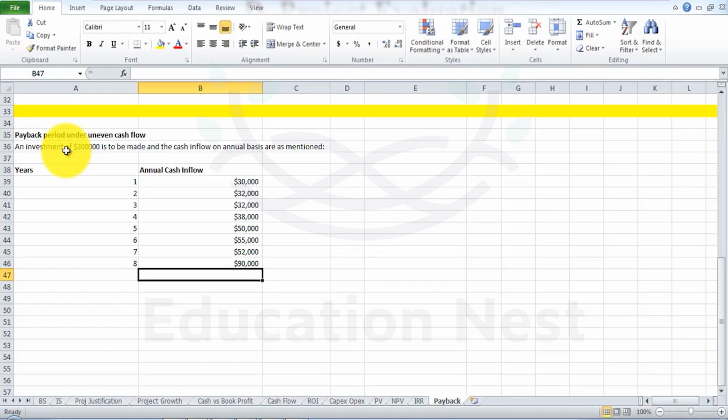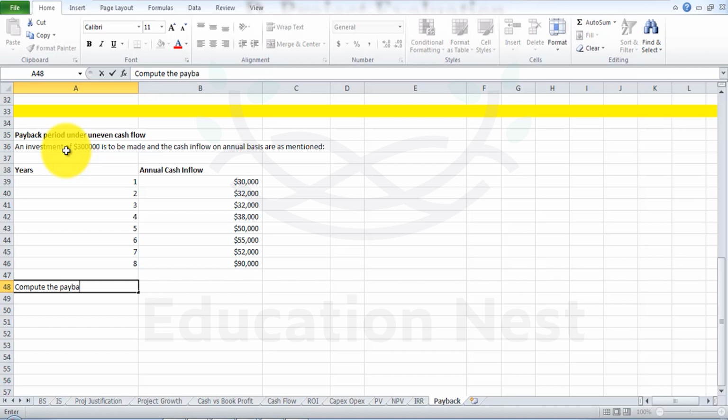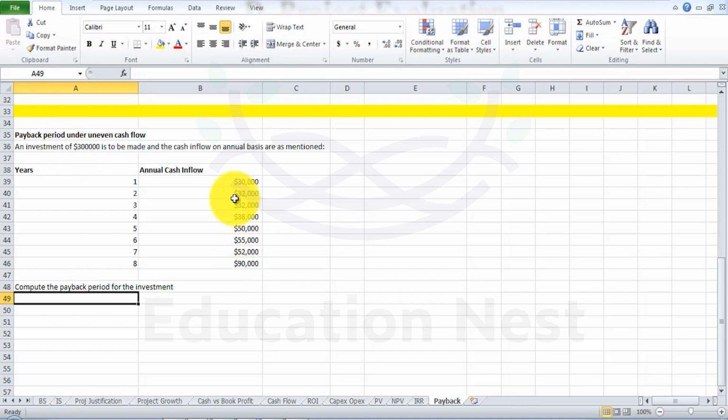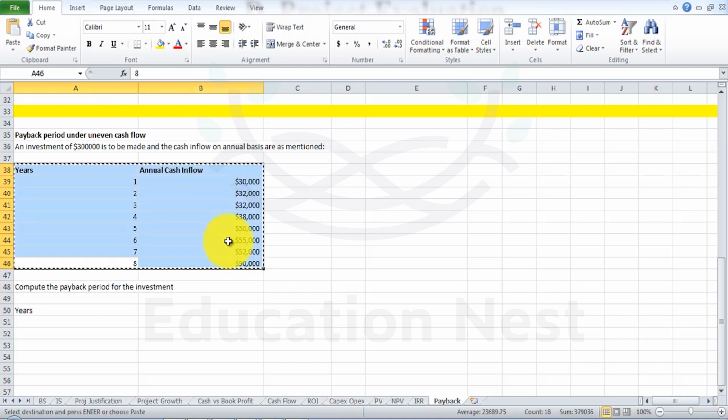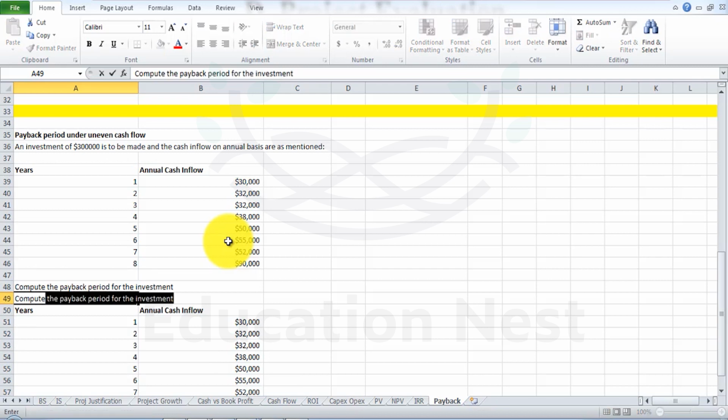So now we've got to compute the payback period over here. In this case, compute the payback period for the investment. Because there's an uneven cash flow on an annual basis, we cannot use the payback period formula as we have been using till now, which is the total investment for the project divided by the net annual cash inflow. What we can do is use the cumulative cash inflow approach here. So we're going to compute the cumulative cash inflow.